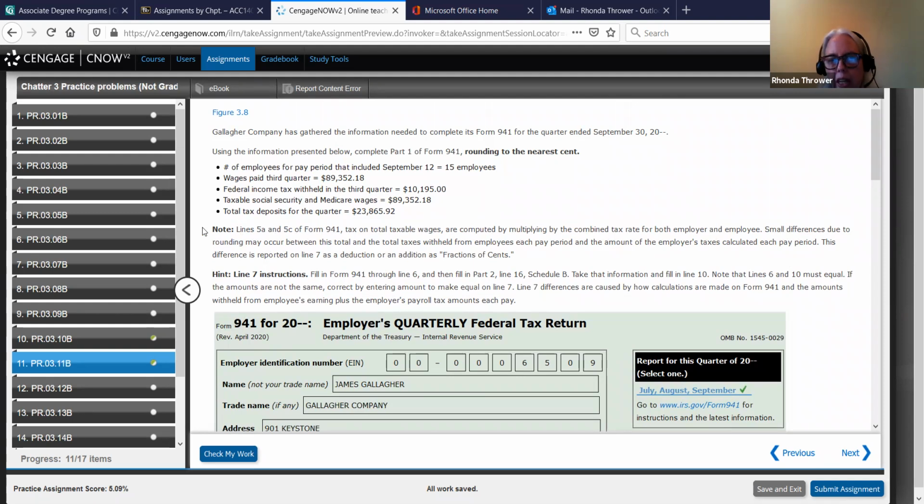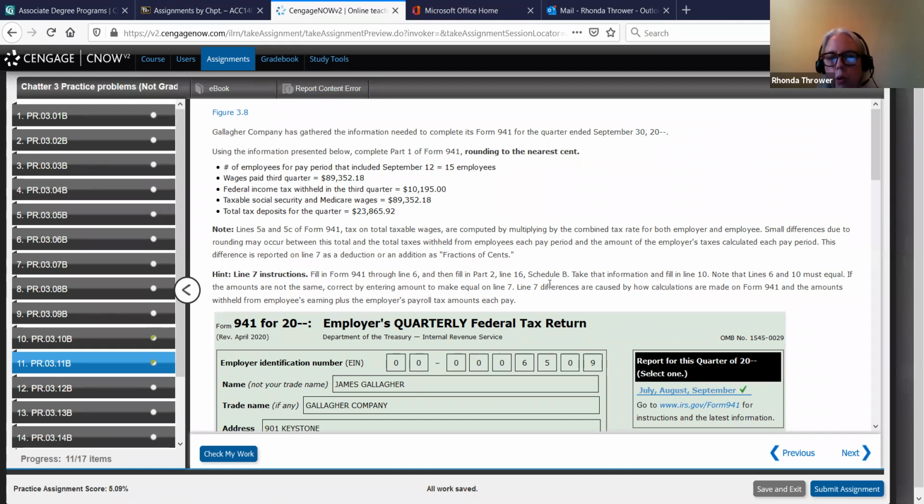Note right here in the instructions, they tell you what to do for line 7. Here's the hint for line 7 instructions. You fill in form 941 through line 6, which is what we just did. Then you fill in part 2. In this problem, unfortunately, they don't give you a part 2, line 16 of Schedule B. You don't have a Schedule B to look at.